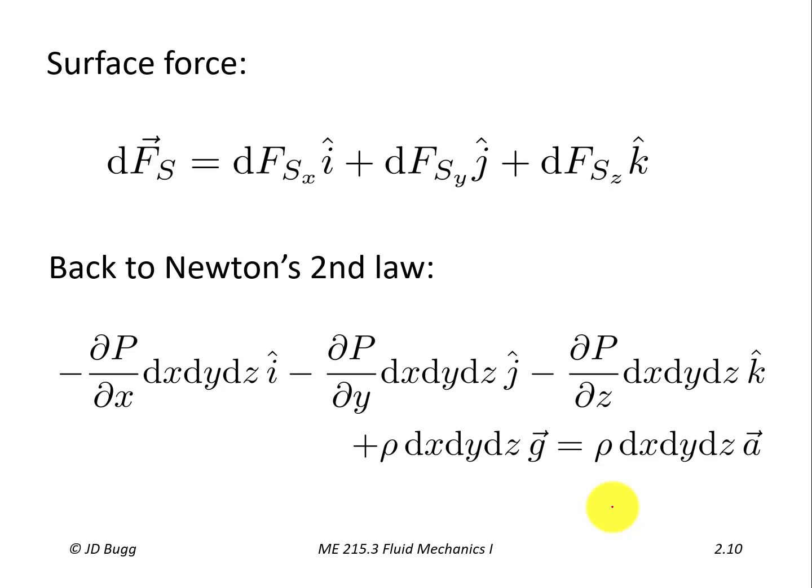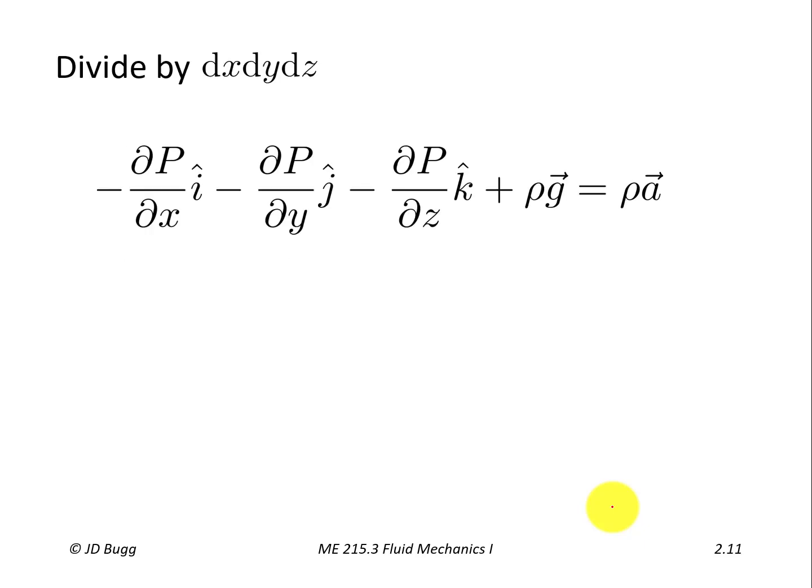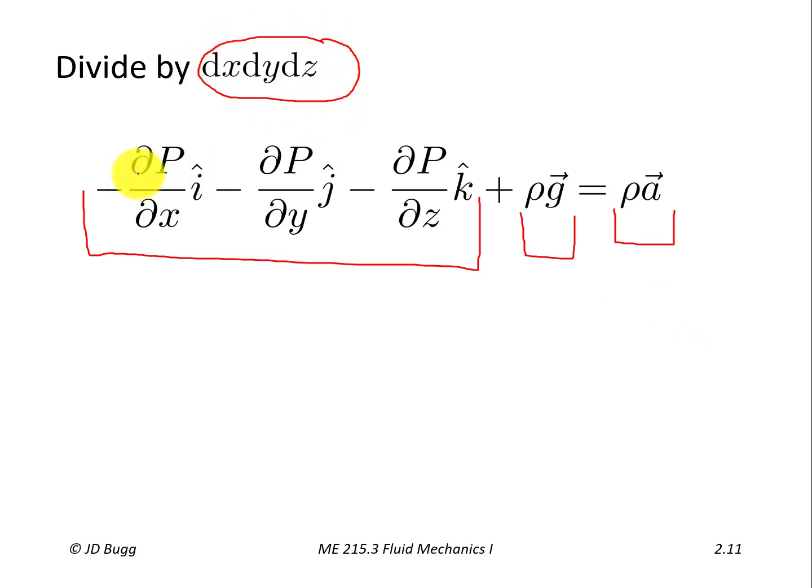So we can divide this equation by dx, dy, dz and clean it up a lot. So dx, dy, dz canceled out. We have our pressure gradient in the i, j, and k hat directions. So remember, that's our surface forces. Here we have our body forces, and here we have our resulting acceleration. But because we've divided by the volume, these are now forces on a per unit volume basis, essentially, if we were to look at the units in this.